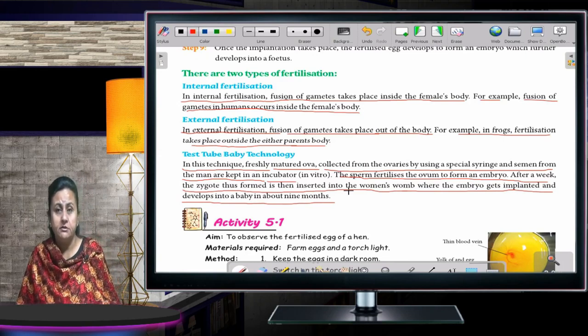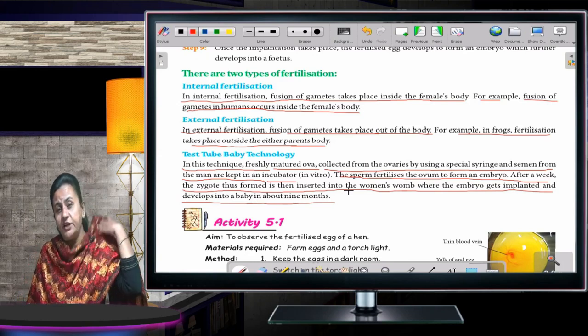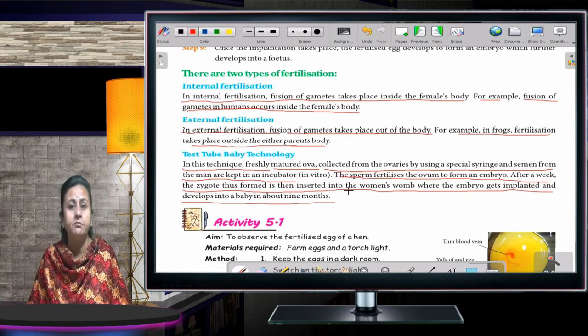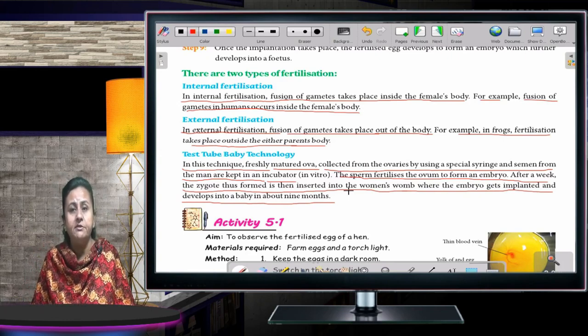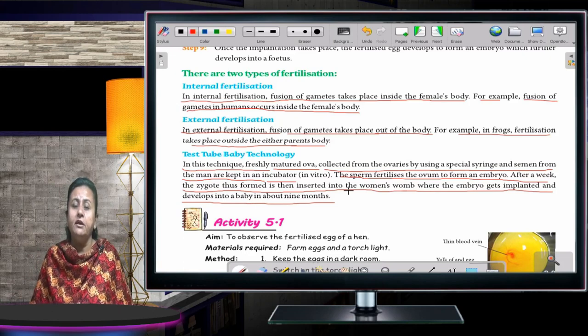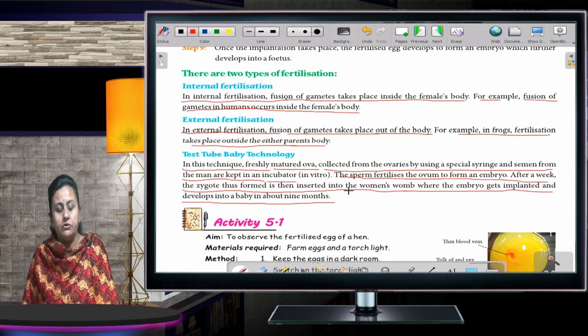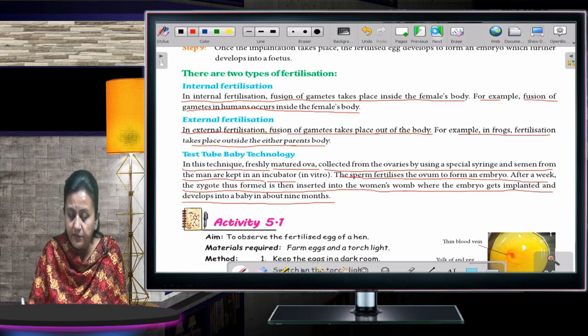Most of the parents, as the lifestyle is changing at a very fast speed, what happens? There are many females who are not able to conceive. So this is the technology through which they get their babies. Okay, that is the test tube technology. Now moving to the next one.